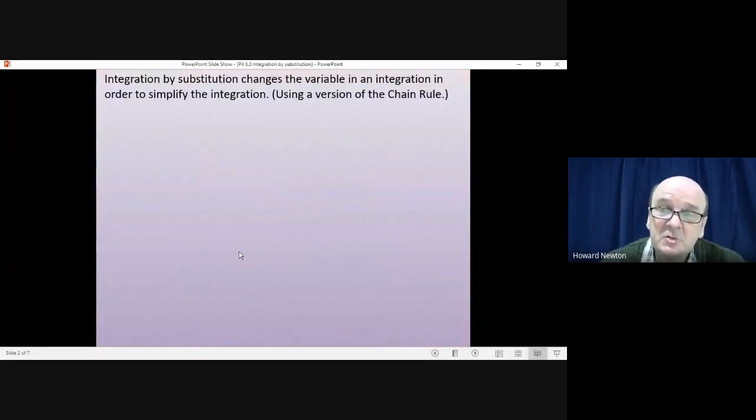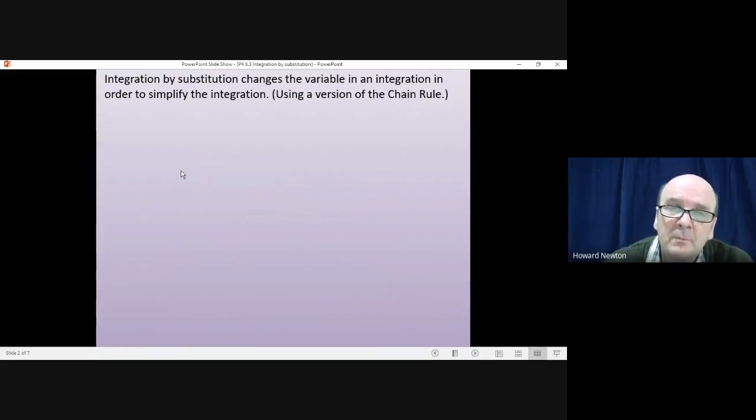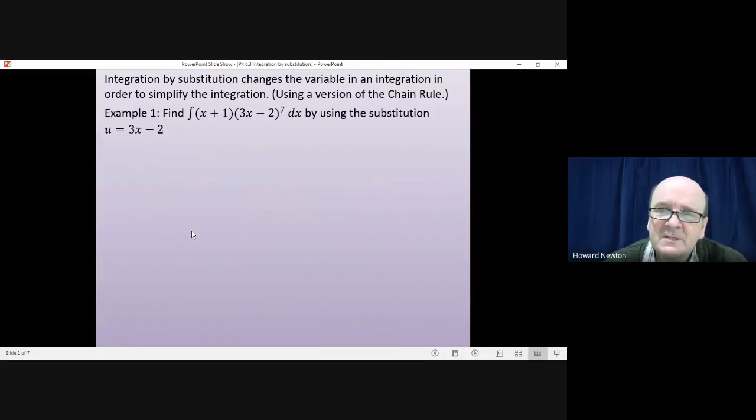Integration by substitution changes the variable in an integration in order to make the integration easier to do, and it uses a version of the chain rule. What we'll do is we'll have a look at an example. I'll take you through the first half of it, and then I'll ask you to complete it yourself.